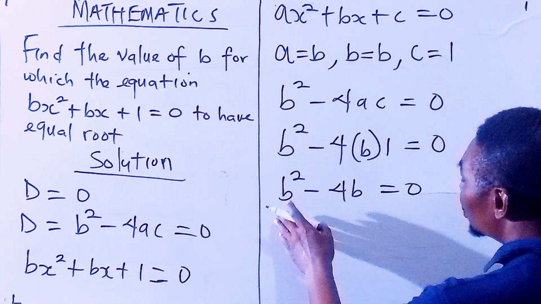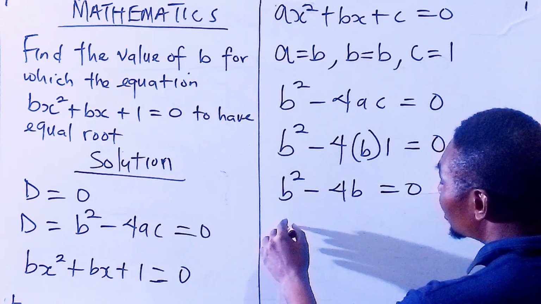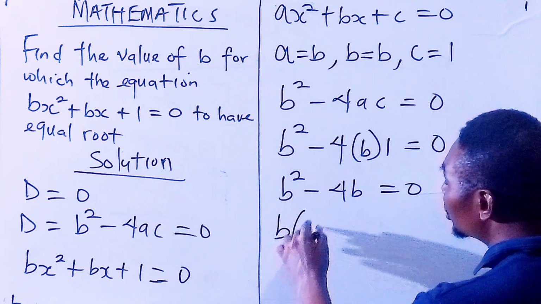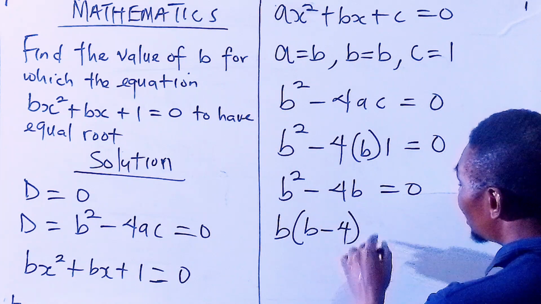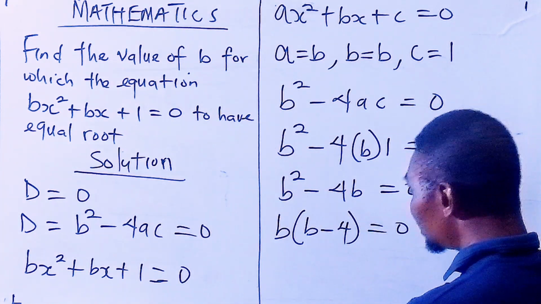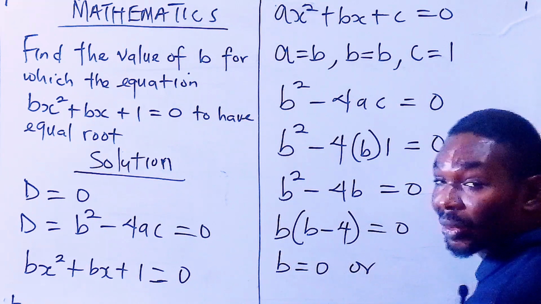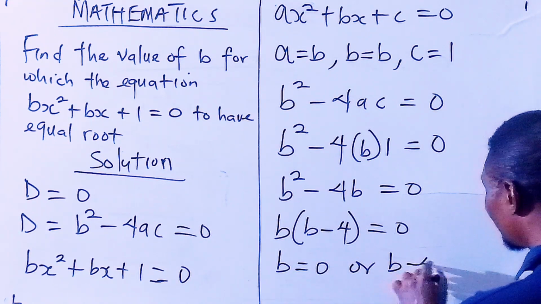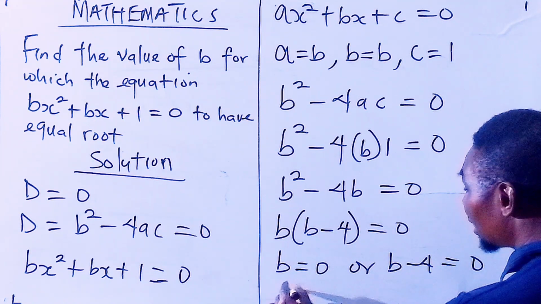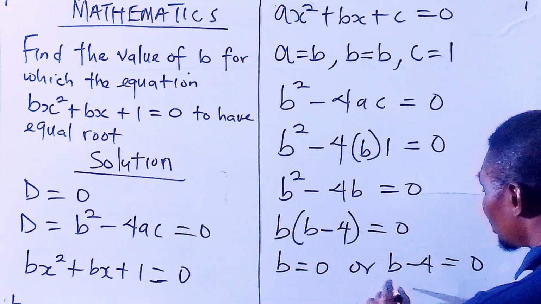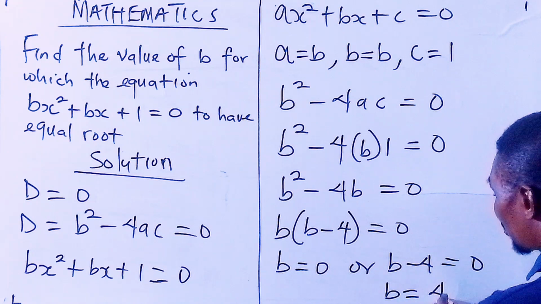Now, to resolve this, b is common here. Since b is common, we can factorize this as b into b minus 4 equal to 0. Therefore, b is equal to 0, or b minus 4 is equal to 0. Therefore, at this point, b is equal to 4.